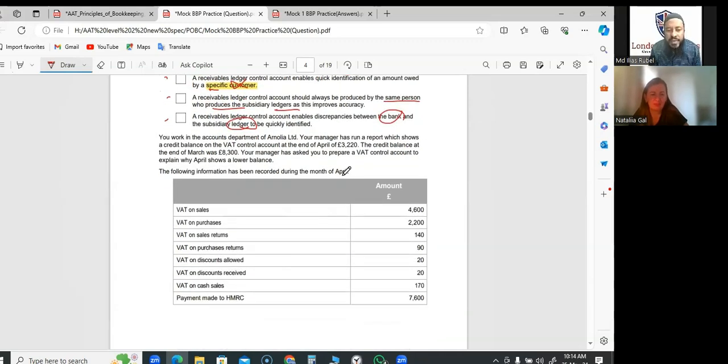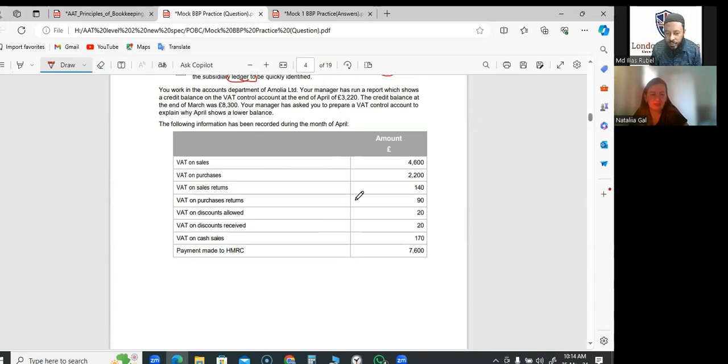Okay, then straight into the VAT control. I think you can do that VAT control. Can you not? I gave you the pro forma. You have to help me in doing this VAT control. Let's read it first. You work in the accounts department of Arnolia Limited. Your manager has run a report which shows a credit balance on the VAT control account at the end. Remember, when we do a VAT control account, a credit balance means balance BD here. Am I understood? Yes, credit at the end.